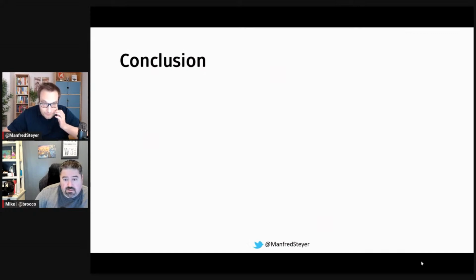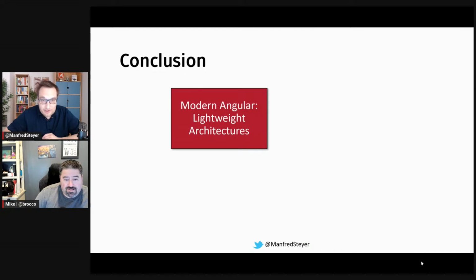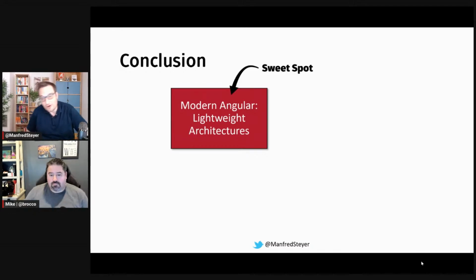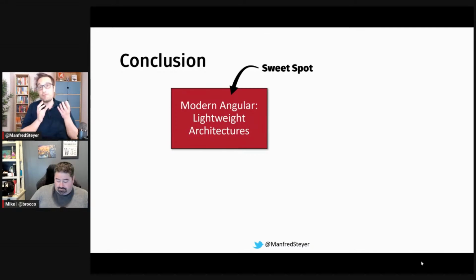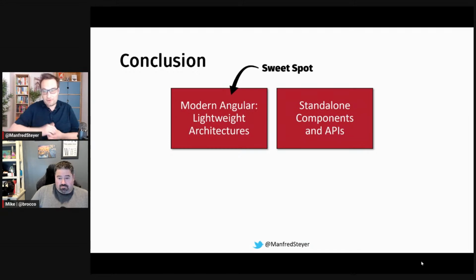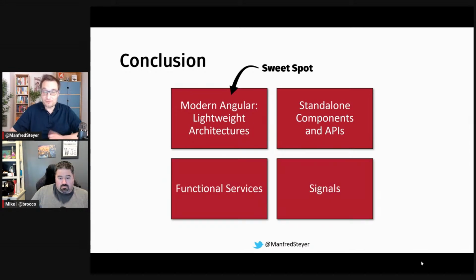First of all, perhaps I can conclude quickly. We have seen that this all is about modern Angular and lightweight architectures, or as I call it, about meeting the sweet spot between under and over engineering. We have also seen that standalone components do a great deal here, and that standalone APIs help us with our lightweight architecture. We've talked about functional services and signals. And one last thing I really want you to remember: please make sure that they don't tell you too many fairy tales.